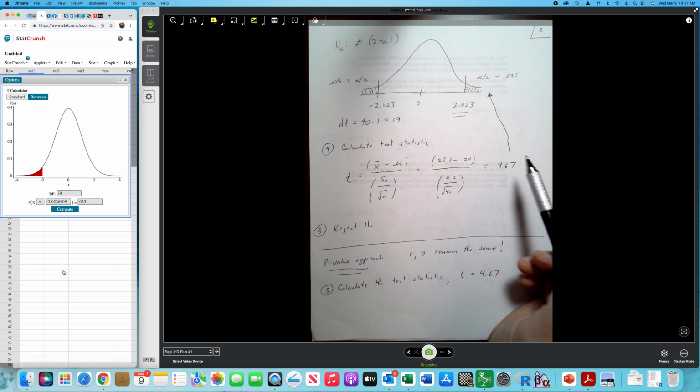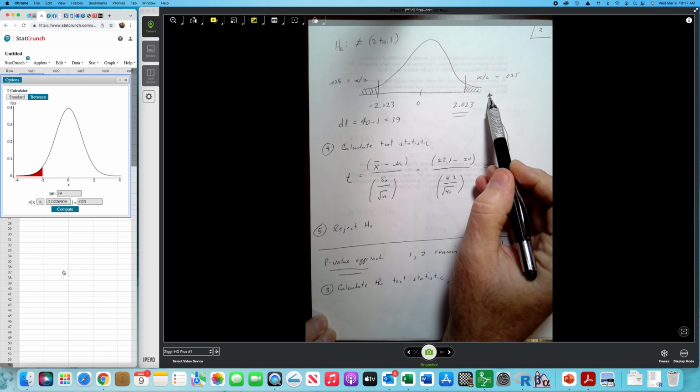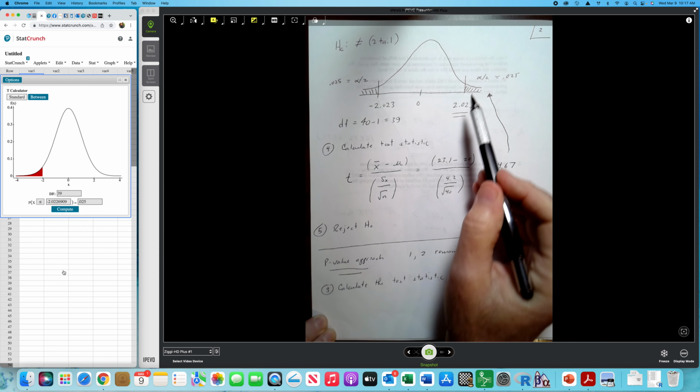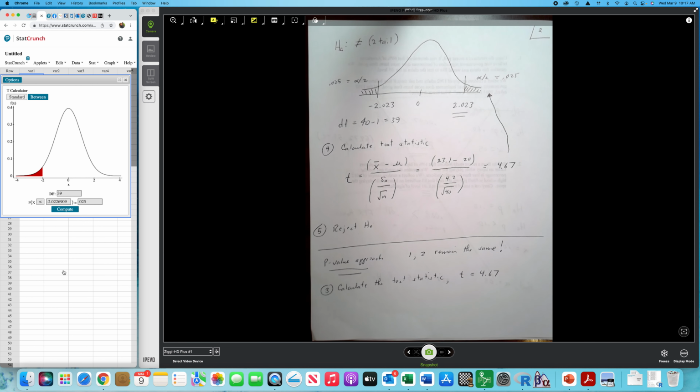All right, gang, got our test statistic. Let's see where it lies. Well, it's clearly up here above 2.023. So this is my reject region. So my decision is to reject H sub O.